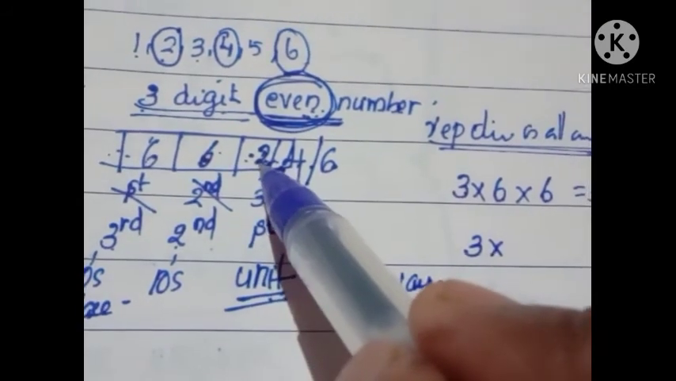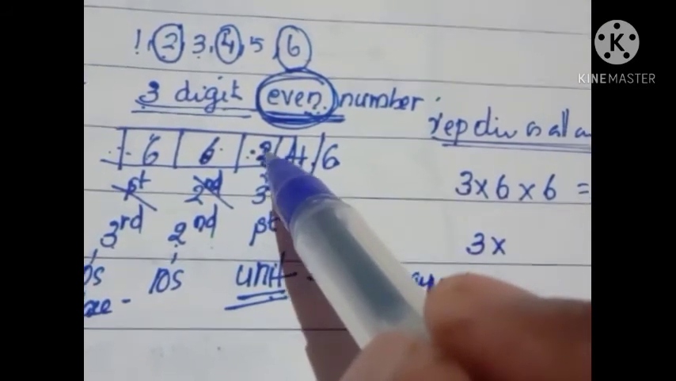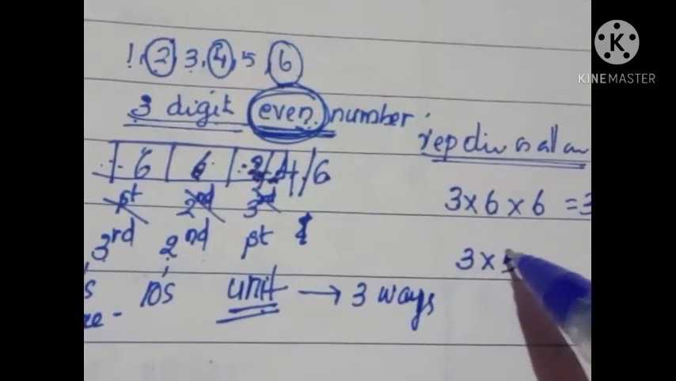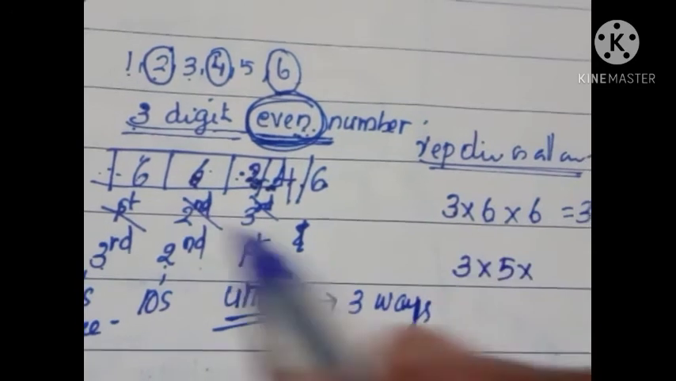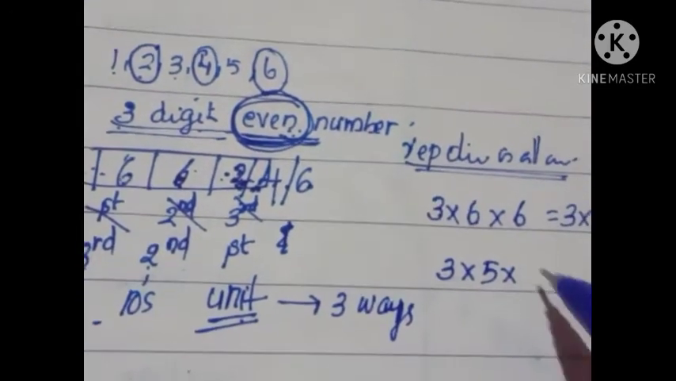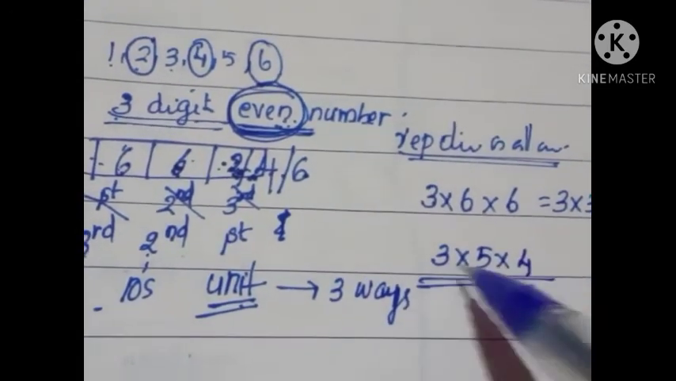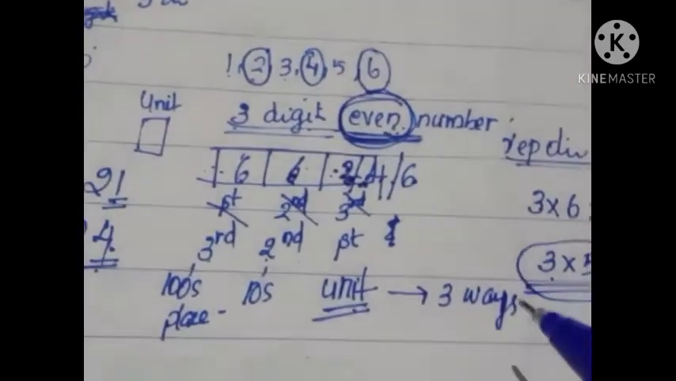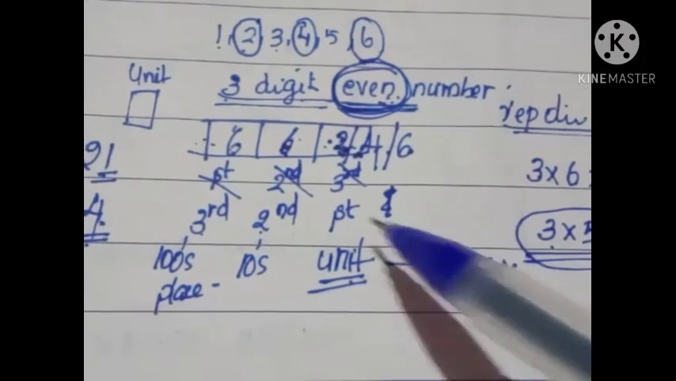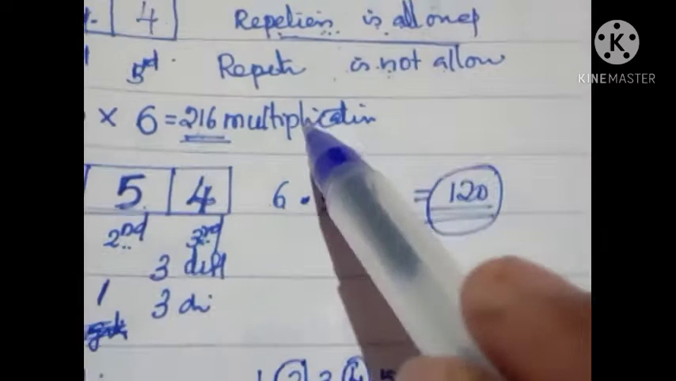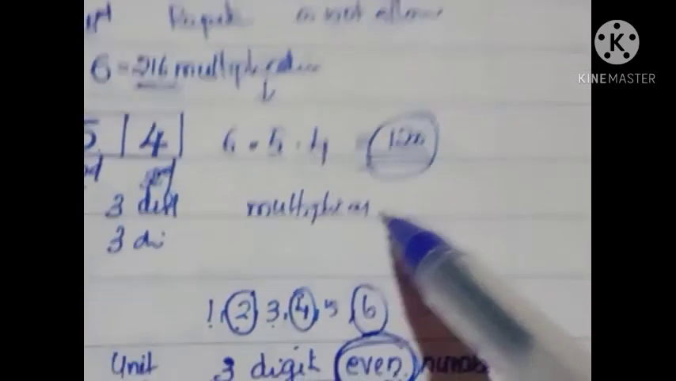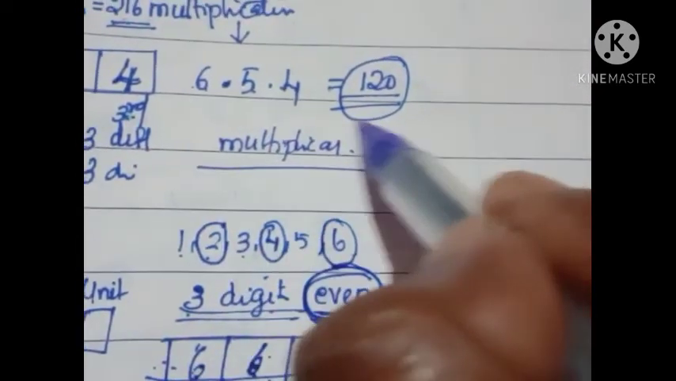If repetition is not allowed, in this case, listen, the unit place can be filled in 3 ways. So one even number we fix here. So the tens place can be filled in 5 ways, and the third place can be filled in 4 ways. So 3 into 5 into 4. In this manner we can find the different possible permutations or arrangements using the concept of what? Multiplication principle, or fundamental principle of counting.